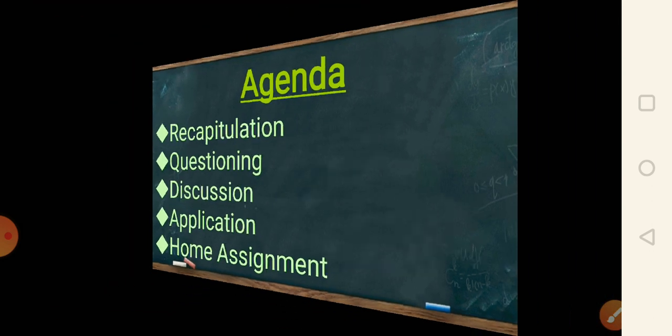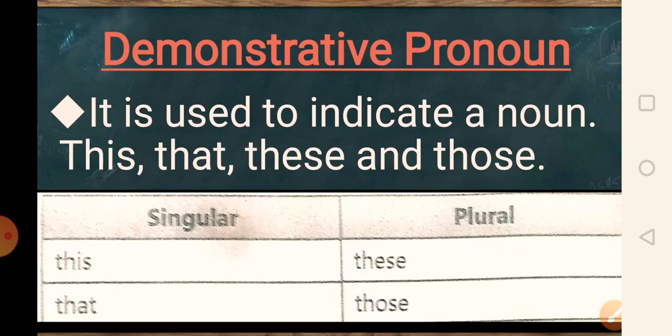Without any further ado, let's start with demonstrative pronoun. Demonstrative pronoun is used to indicate any noun. This, that, these and those are examples of demonstrative pronoun. This and that are the singular parts. These and those are the plural parts of pronoun.